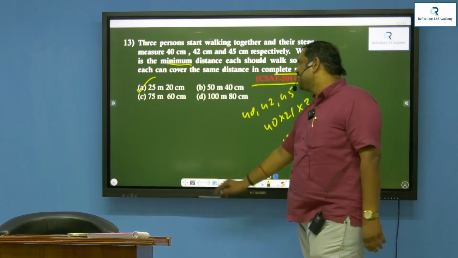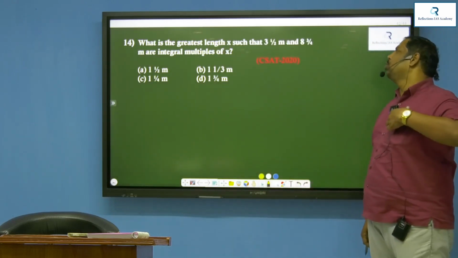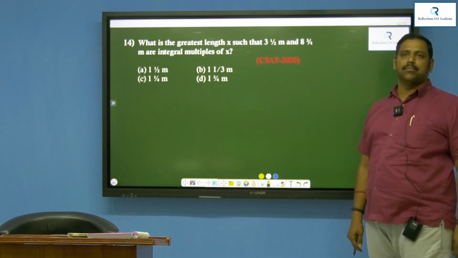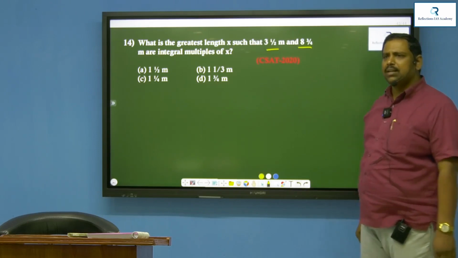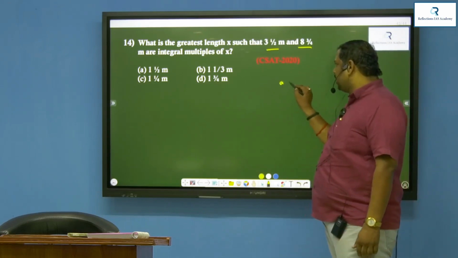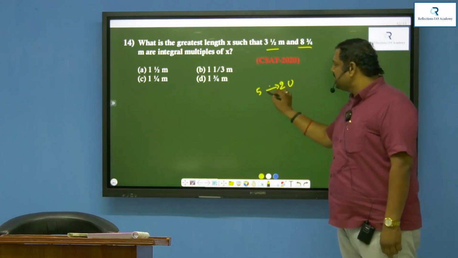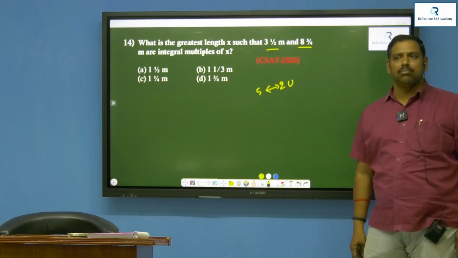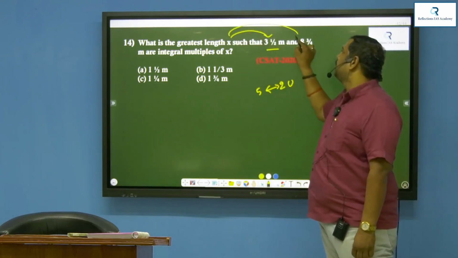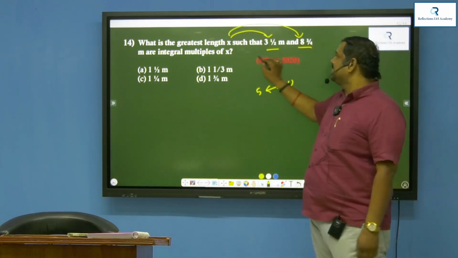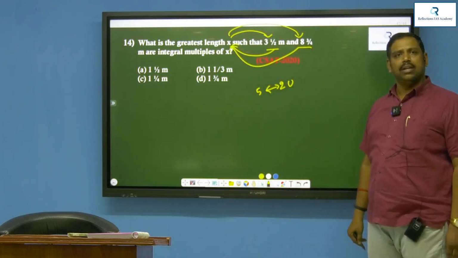What is the greatest length x such that 3 1/2 meters and 8 3/4 meters are integral multiples of x? These two should be multiples of x. Yes or no? Suppose, observe, 20 is a multiple of 5. For 5, 20 is a multiple; for 20, 5 is a factor. For x, this is an integral multiple and this is an integral multiple. Reverse: for these, x is a factor, so x is a common factor of these two.